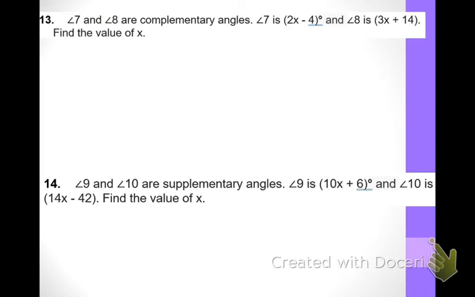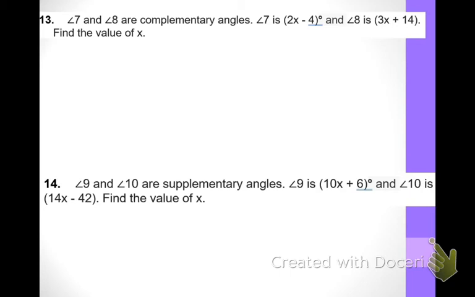So we're going to go to number 13. It says the angle 7 and angle 8 are complementary angles. Angle 7 is equal to 2x minus 4. And angle 8 is 3x plus 14. Find the value of x.